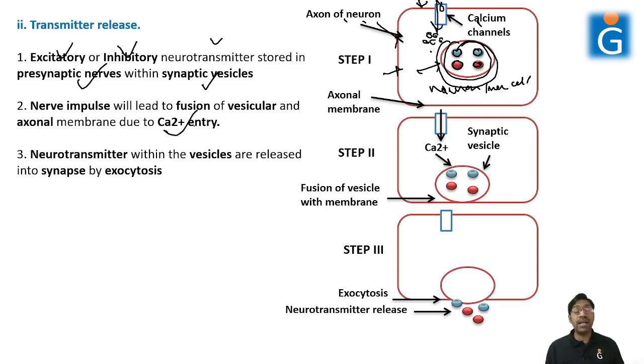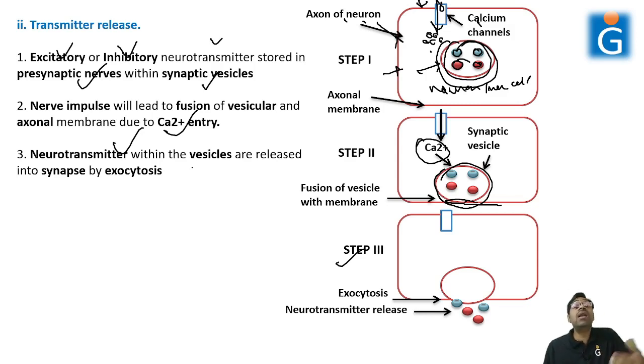Due to the calcium entry, what is going to happen? In this second step, the influx of calcium causes the synaptic vesicle containing neurotransmitters to fuse with the membrane of the neuron. Ultimately, in the third step, this causes exocytosis. The neurotransmitter stored in the synaptic vesicles is released by the process of exocytosis. What is the meaning of exocytosis?